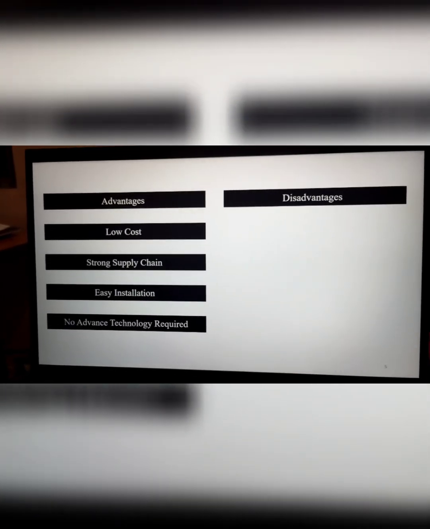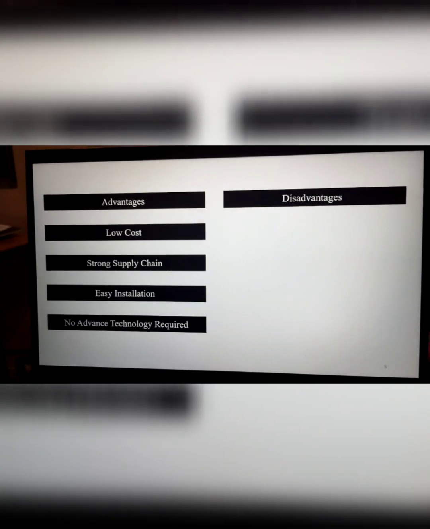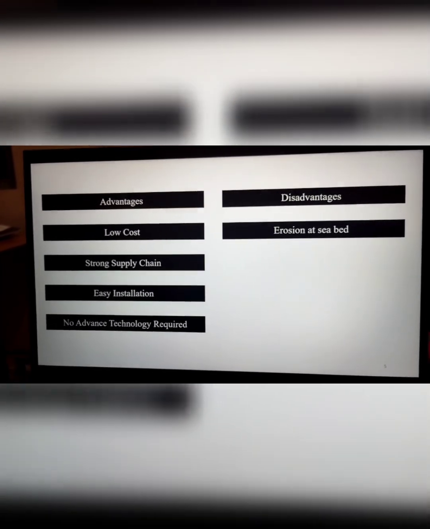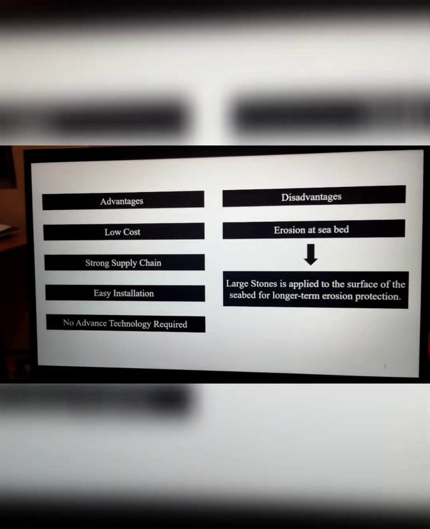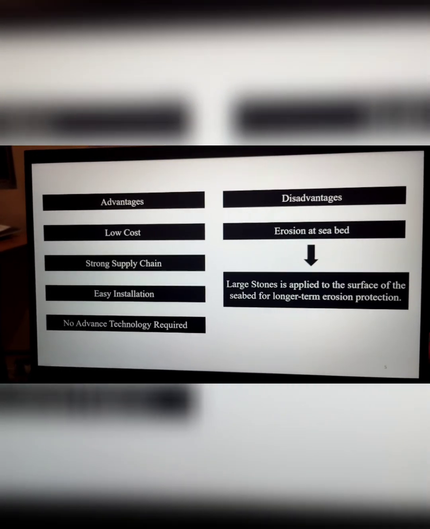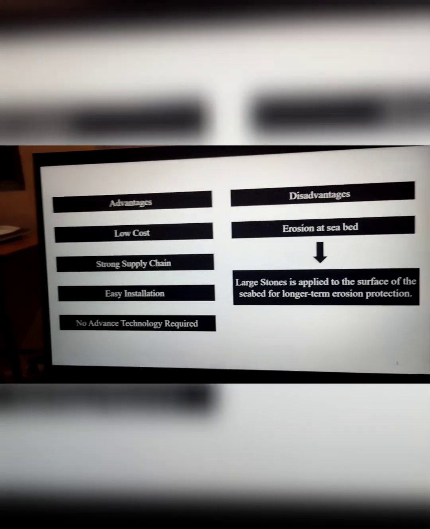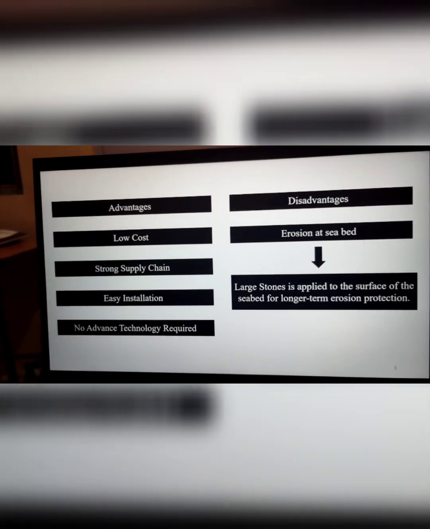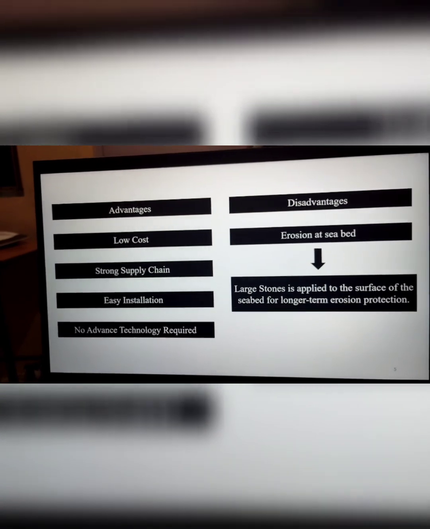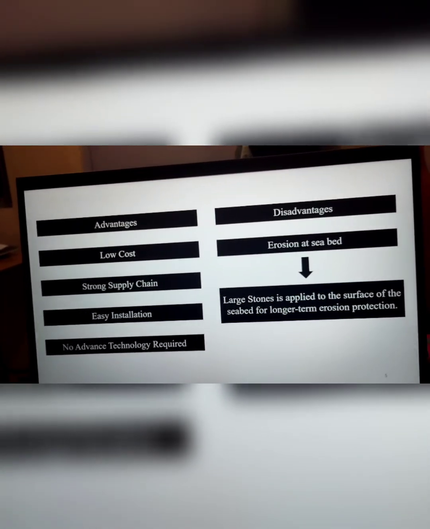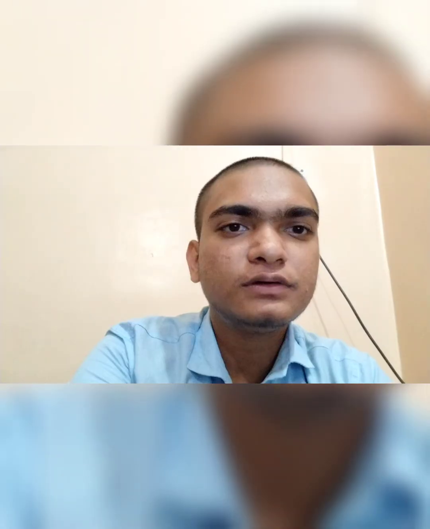The only disadvantage seen in the monopile foundation is that it erodes the seabed. So the solution given by the people is that large stone is applied on the surface of the seabed for long-term erosion protection, which we have seen in the previous slides named as scour protection.